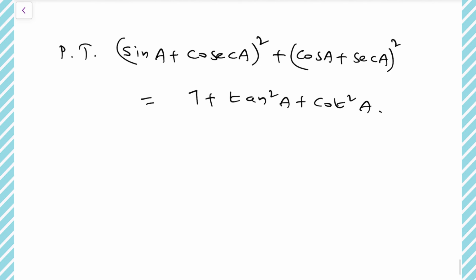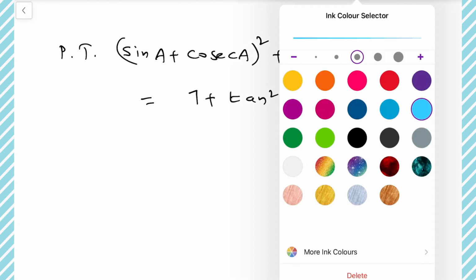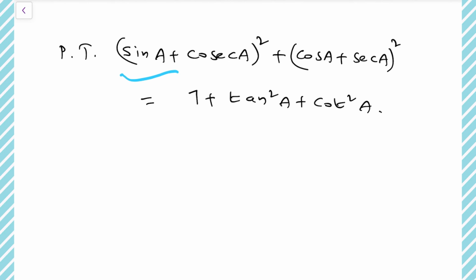Next question. Prove that sin A plus cosec A whole square plus cos A plus sec A whole square is equal to 7 plus tan square A plus cot square A. Now the left side part, if you observe clearly, sin A plus cosec A whole square, is in the form of A plus B whole square. So A plus B whole square equals A square plus B square plus 2AB.